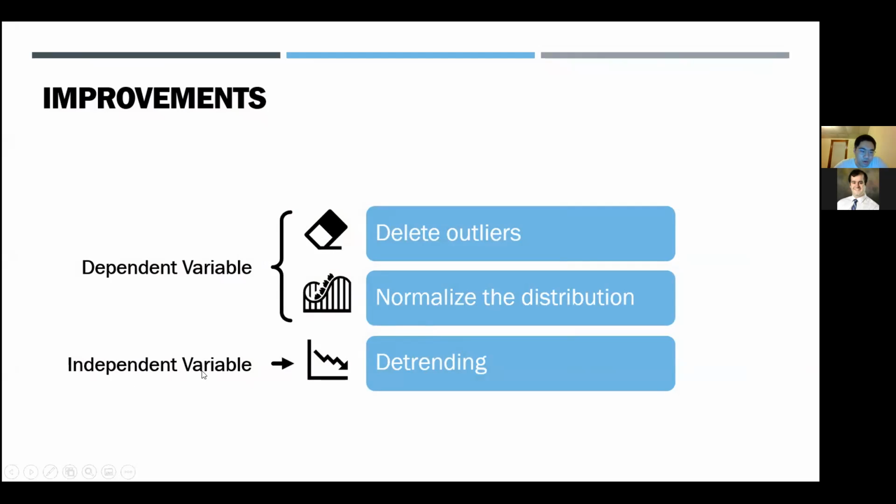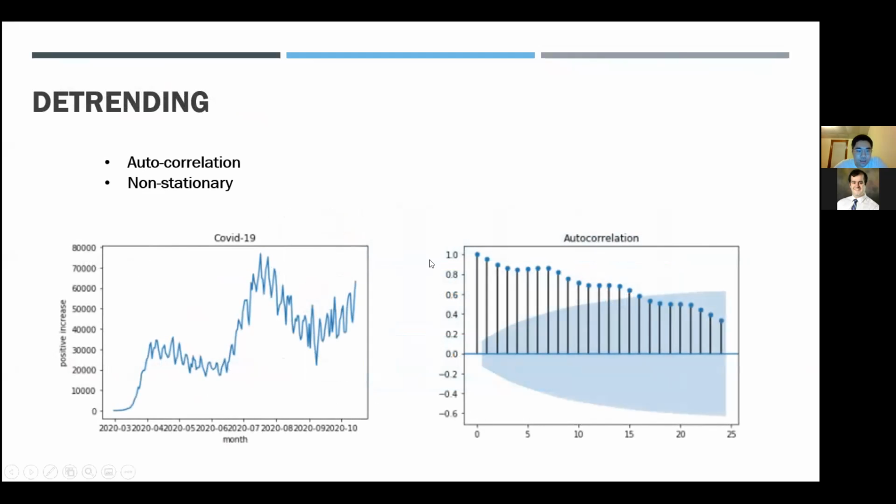For the independent variable, the positive increase, we use detrending, and for the dependent variable, we delete the outliers and normalize the distribution. Let's see the detrending. We plot the autocorrelation of the independent variable. You can see it is decreasing gradually, which means it's not good. It also means that our independent variable is non-stationary. So what we do to make it stationary is detrending.